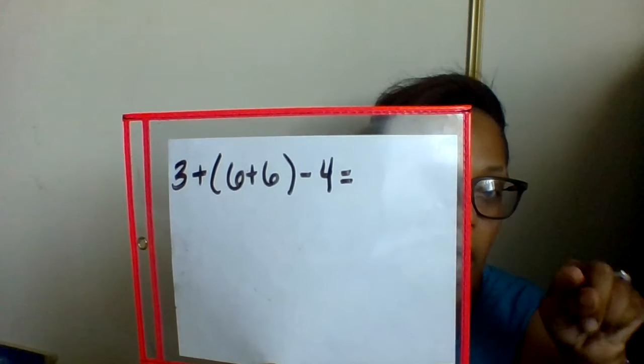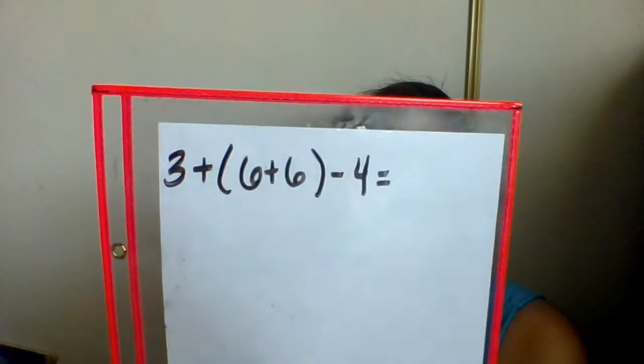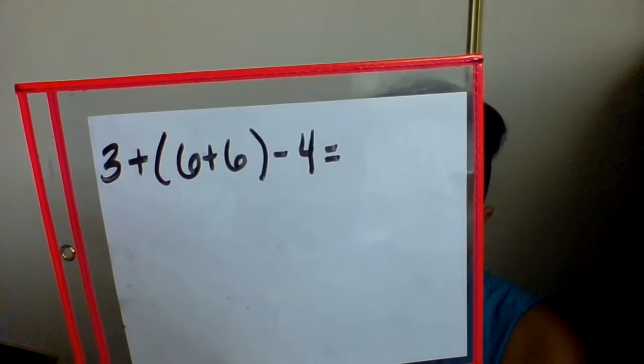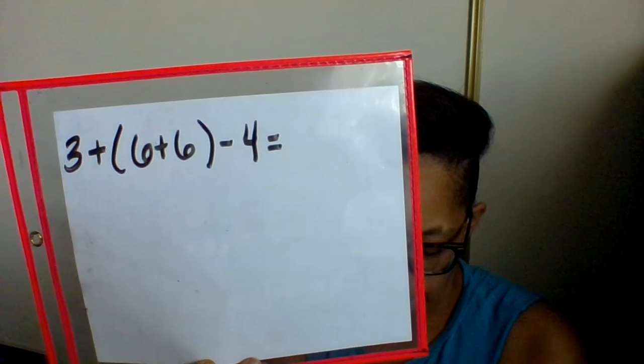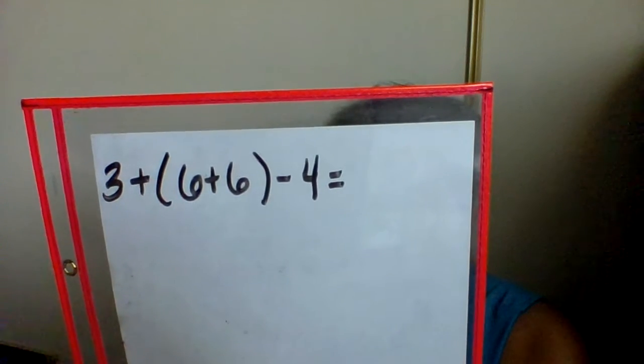So when I show you this problem, parentheses are the little lines that you see around a group of numbers. Now, what is the problem that you see in parentheses for this problem? Did you say 6 plus 6? If you did, great job. Now, what is 6 plus 6? Did you say 12? If you did, great job.